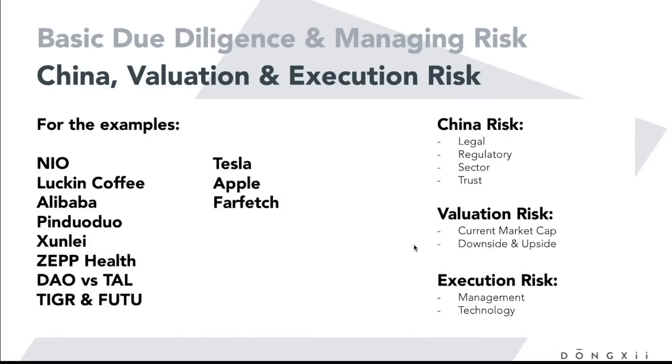Let's now also talk about two more factors to consider in such a basic due diligence, which is the valuation risk. So how high is a company already valued? And also what is its downside as well as its upside? That's something important to assess. And then also the execution risk: how likely is it that this company can actually execute and be successful on the vision that they have laid out? So these are the three most important things to watch as an investor before making an investment, or to reassess while making an investment.